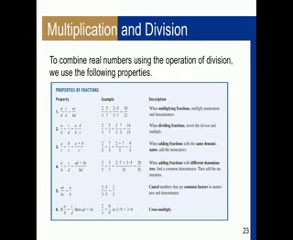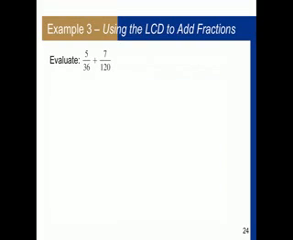Number 5: ac over bc can be reduced down to a over b. C can be canceled out. And number 6: if a over b equals c over d, then we know that ad equals bc. So we're going to do an example now.